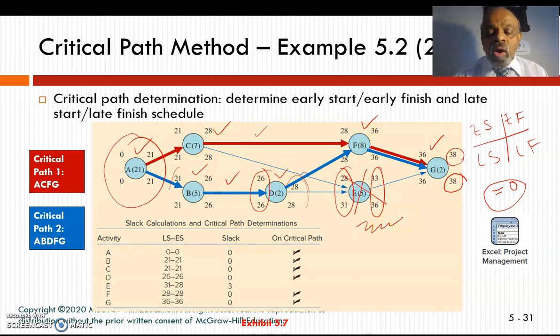There is a slack of 3 weeks. That means if I go from D to E, I'm going to be waiting for 3 weeks till I finish F. That is what slack means. Okay, so by looking at the critical path, I can put my resources on these activities and I should be able to complete the project in 38 days.